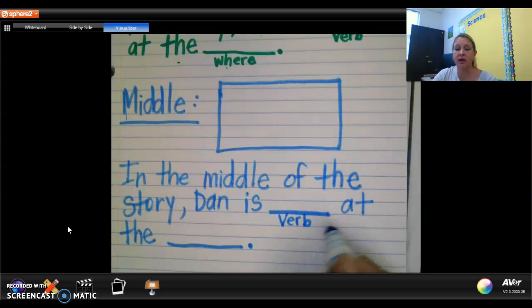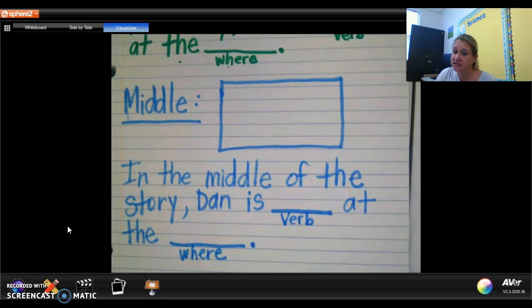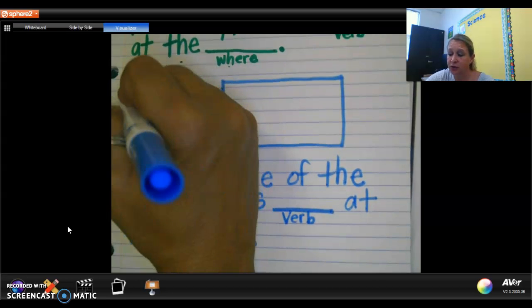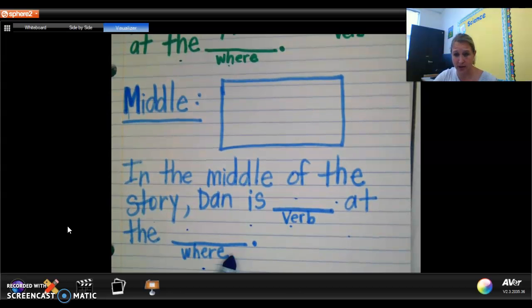Then I want you to tell me where he is. Where is he in the middle of the story? It's a different place. It's a different setting in the middle. So if you don't remember, please go back and reread the story, Dan Had a Plan, in Ed. Okay? So after you write the sentence, in the middle of the story, Dan is blank. What is he doing? At the blank. Where is he in that part of the story?